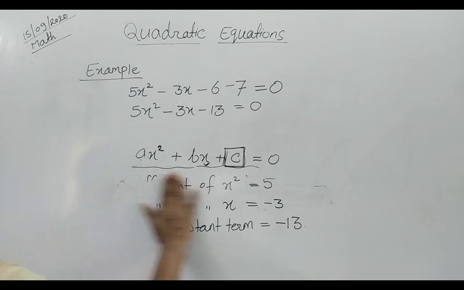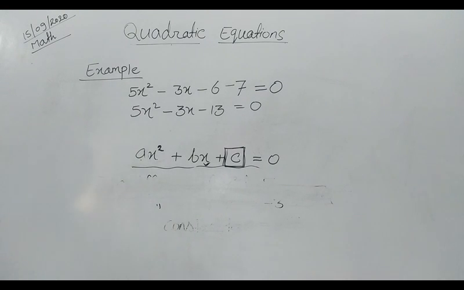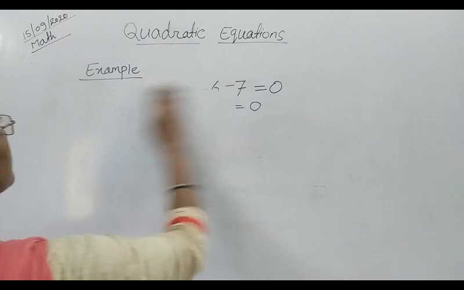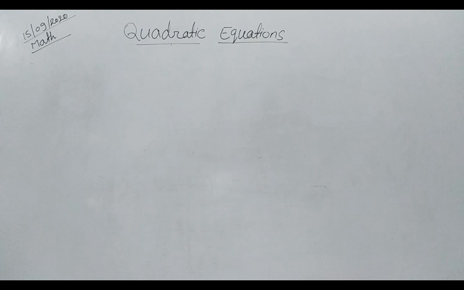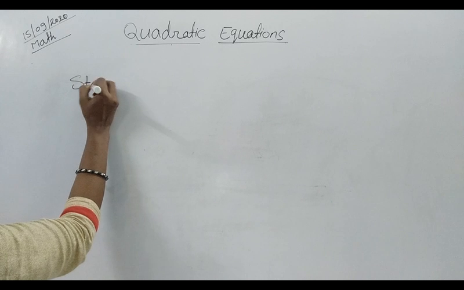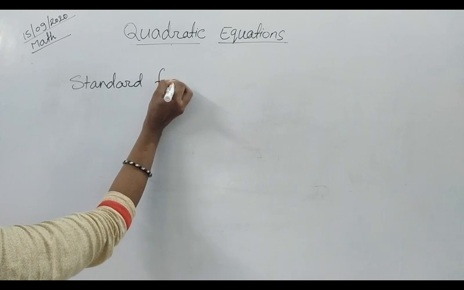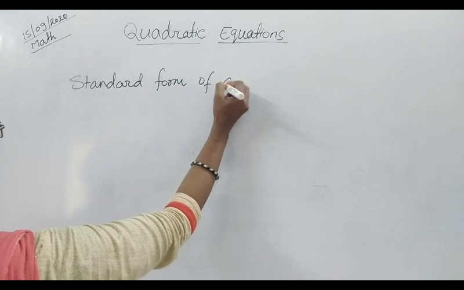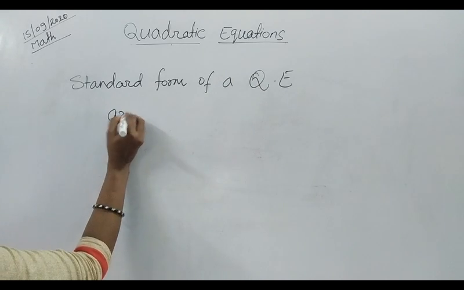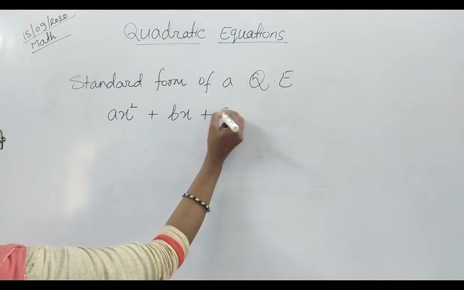Now the general form of the quadratic equation can also be read as the standard form of the quadratic equation. When we study the standard form of a quadratic equation, it is written the same as the general form of the quadratic equation.